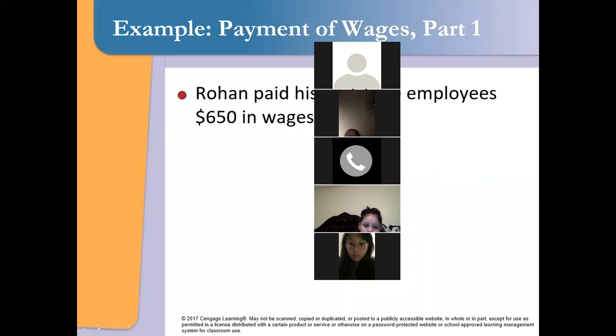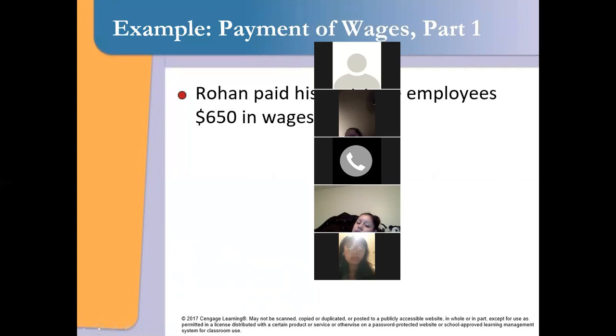Okay. All right. Let's do a couple more and then we'll call it a night. So Rohan paid his part-time employees $650 in wages. Before we talk about debits and credits, let's think about what we got and what we gave up. What did the business get in this transaction? We got work out of the employees, right? And he gave 650.